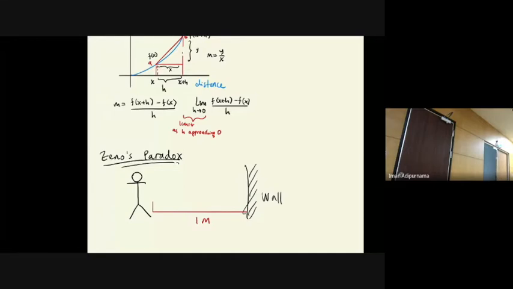So the rule, for the person to go here, he can only go half, and the next time he goes half of the previous distance. So if this is 1 meter, he goes to here, and from here goes half. After half, he can go half of the previous distance, so go here, 1/4, and from 1/4 he goes half of before. Can he touch the wall? Can he touch the wall?